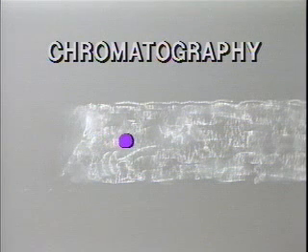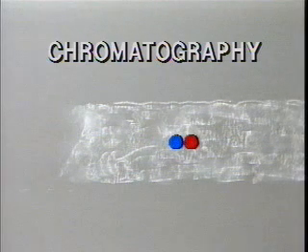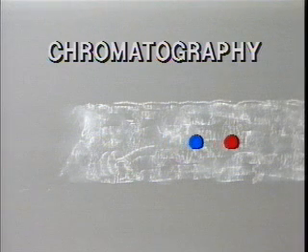Chromatographic separations are based on the differential distribution of the components of a sample between two phases. One of these phases is held stationary, while the second mobile phase carries the components of the mixture through the stationary phase.